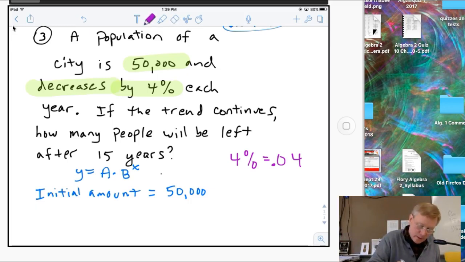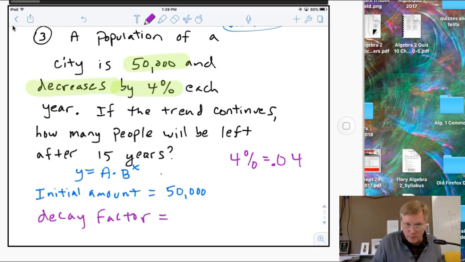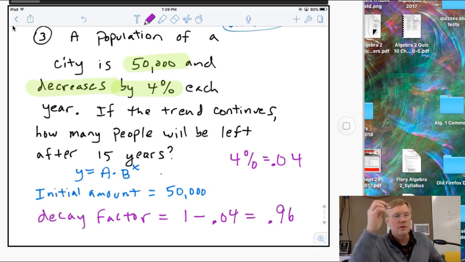All right, so the growth, it's actually decay. I should write decay factor, or it's still the growth. I mean, it's just getting less and less. So the decay factor. Now, there's two ways you can do this. Last time, since it increased, we took 1 and added to it. This time I'm going to subtract 0.04 because it's getting less and less, which leaves me with 0.96.